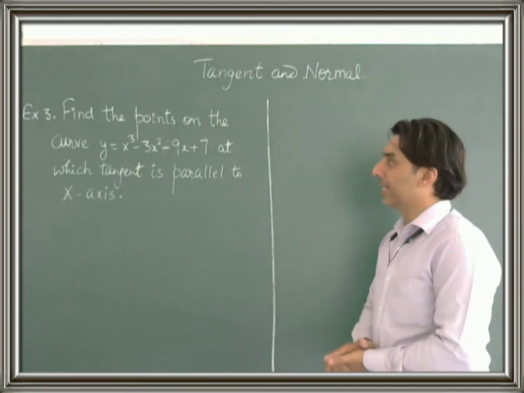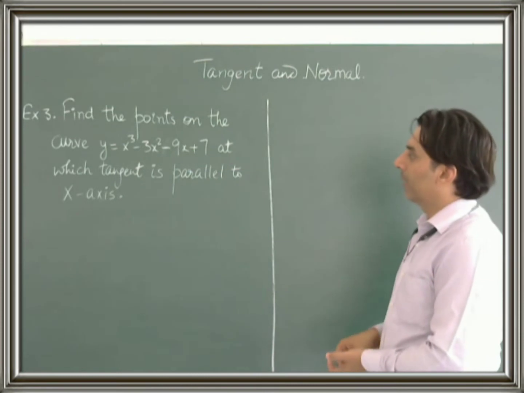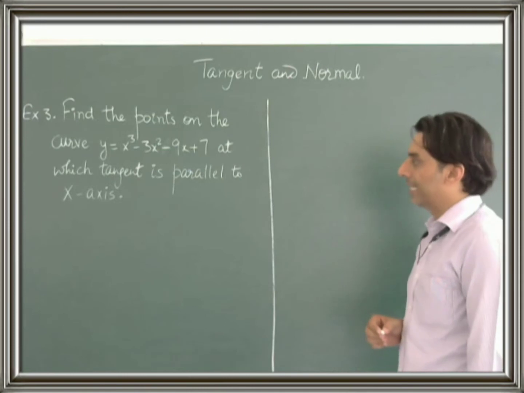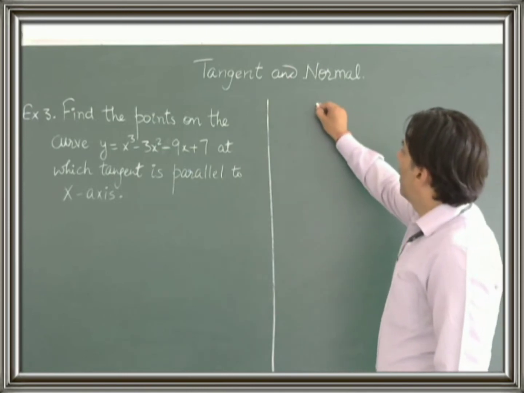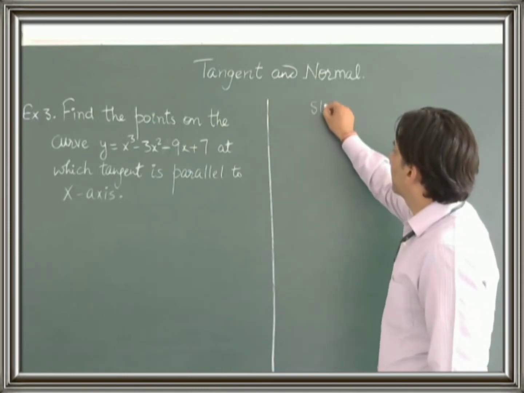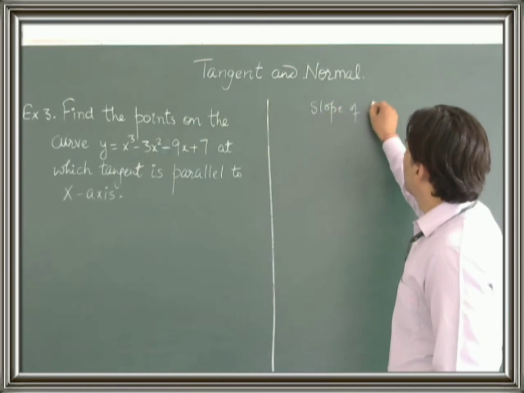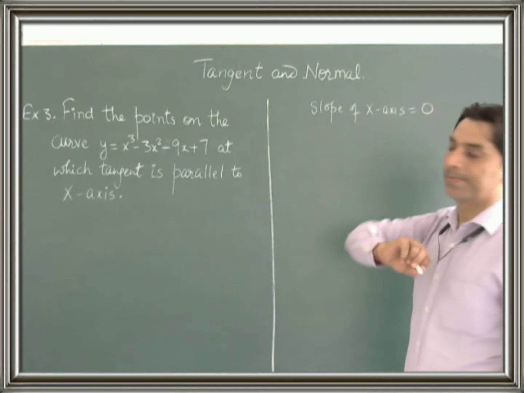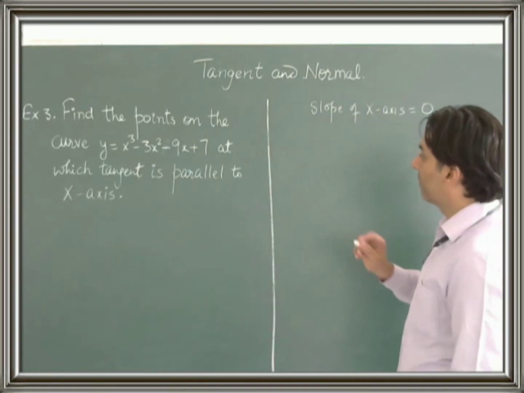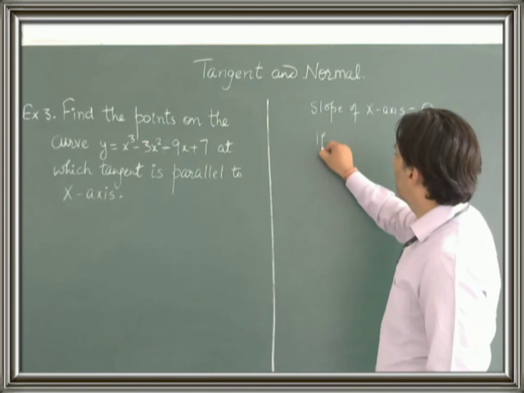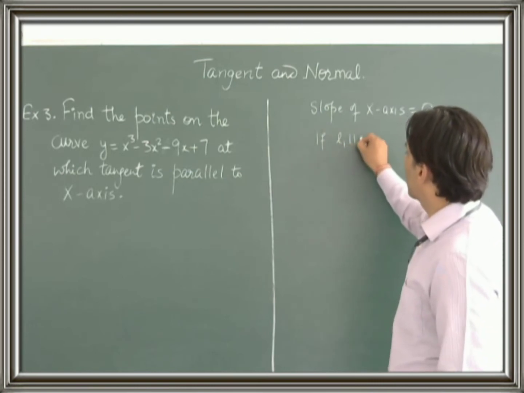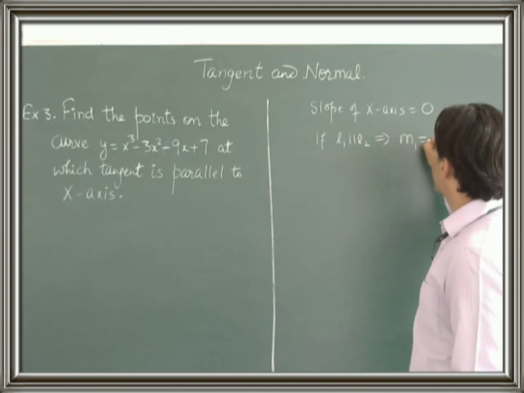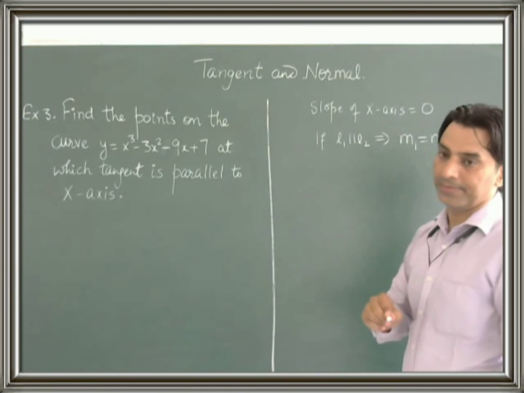अब देखिए, before proceeding to the solution of this question, let me remind you some important points that we have done in the beginning of today's session. I told you the slope of the x-axis, which is 0. दूसरा concept जो हमें यहाँ use करना है वो था, if L1 is parallel to L2, अगर दो lines आपकी parallel हैं तो उनके slopes आपके equal हो जाते हैं.